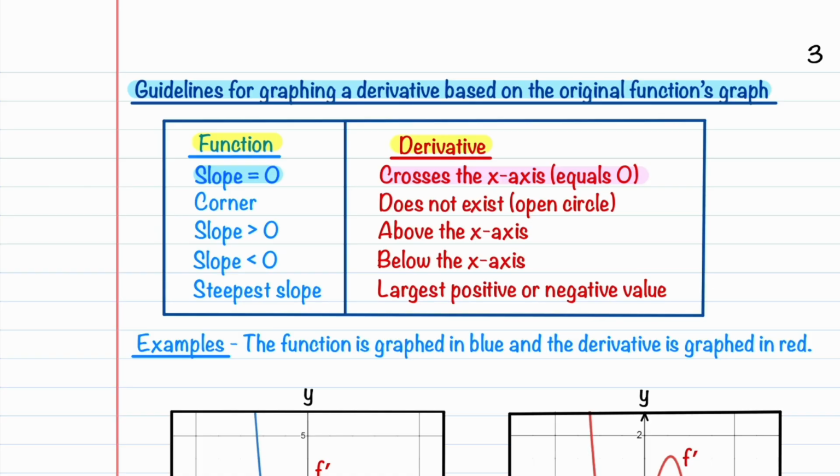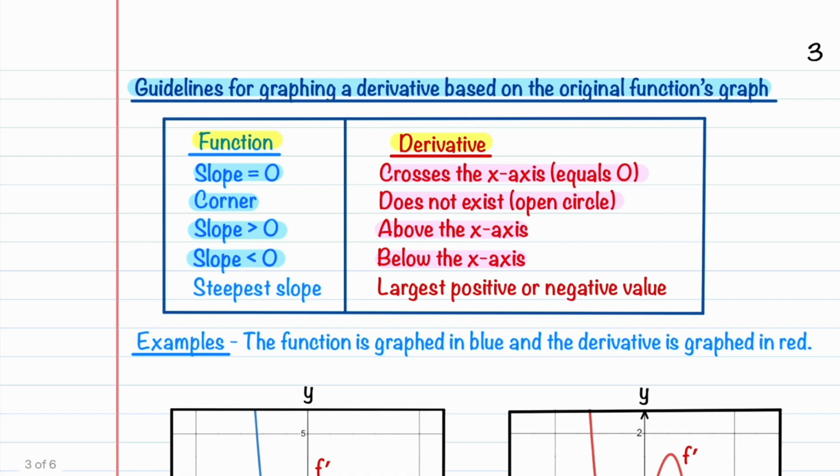If a function has a corner, that means the derivative does not exist, and you have to notate that by putting an open circle at that point. If the slope is greater than 0, the derivative is going to be positive and it's going to lie above the x-axis. Likewise, if the slope is negative, the derivative is going to be negative and lie below the x-axis. And then lastly, wherever you have the steepest slope, you are going to have the largest positive or negative value for the derivative.